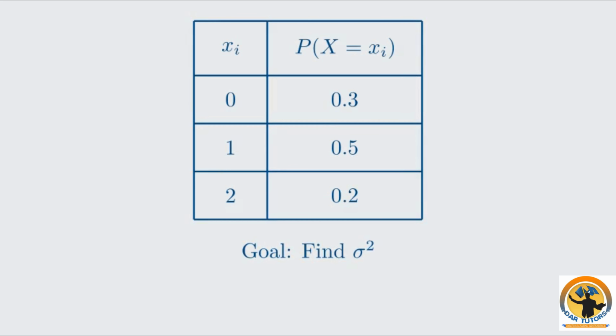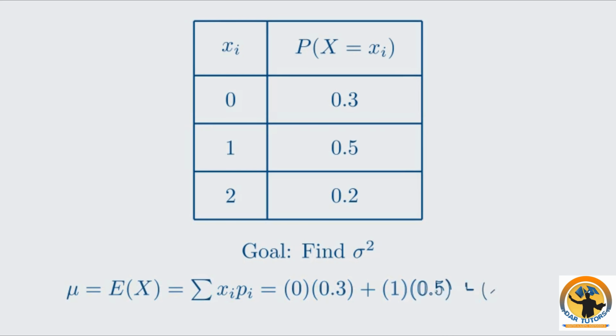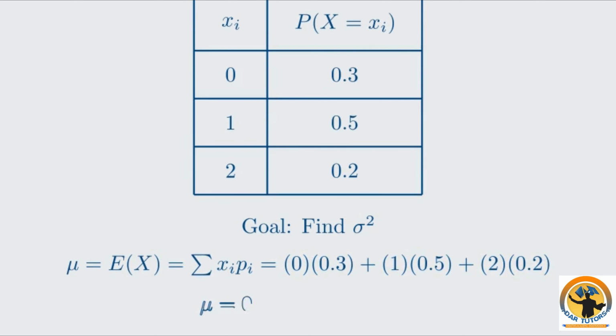The first step is always to calculate the expected value, or mean, mu, as we need it for the variance formula. The mean is the sum of each outcome multiplied by its probability. So we have 0 times 0.3 plus 1 times 0.5 plus 2 times 0.2. This gives us a mean of 0.9. So on average, we expect the outcome to be 0.9.